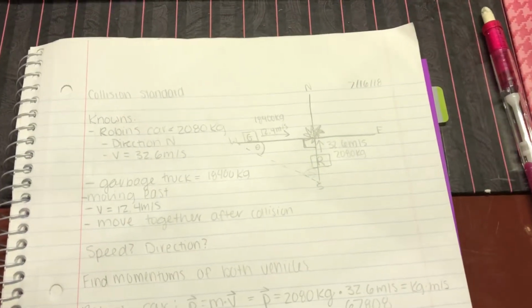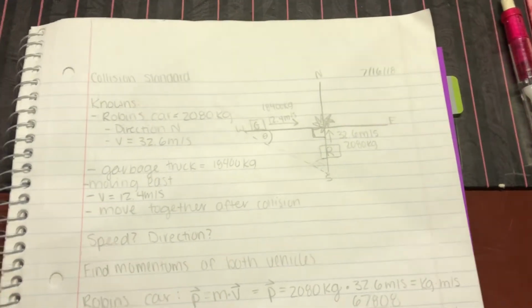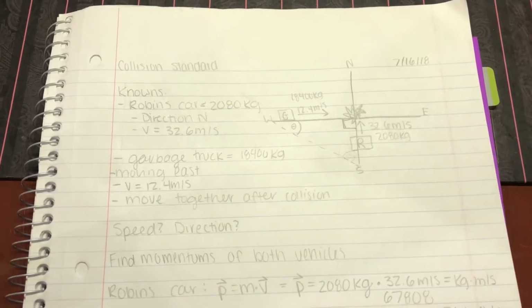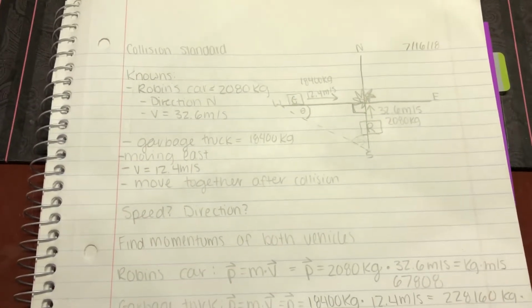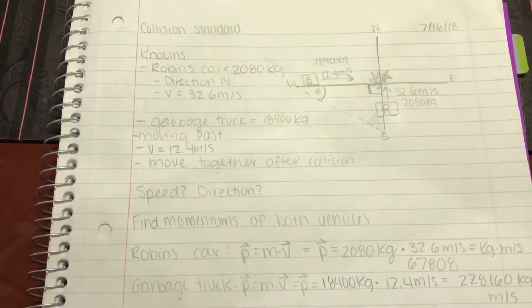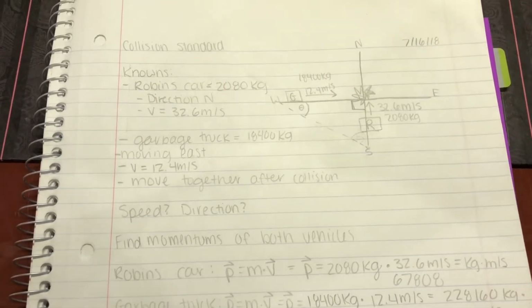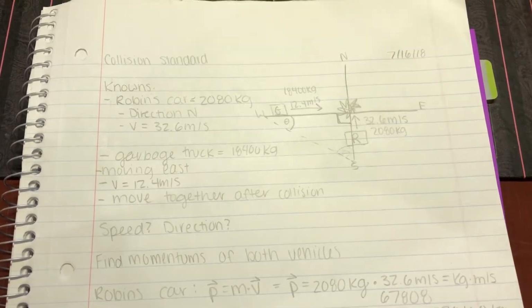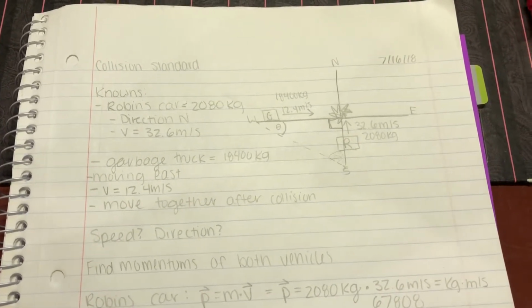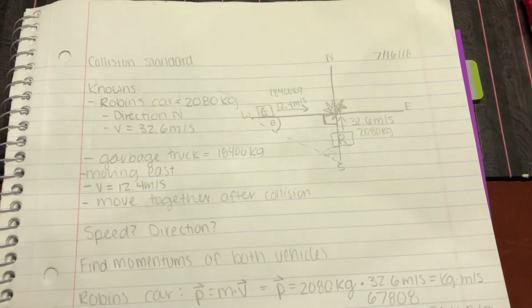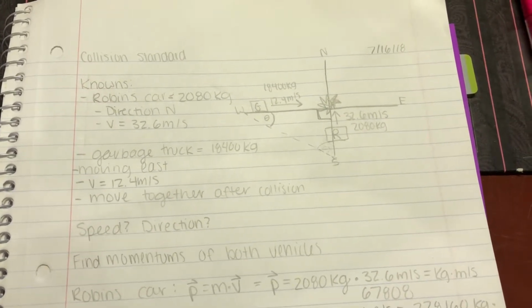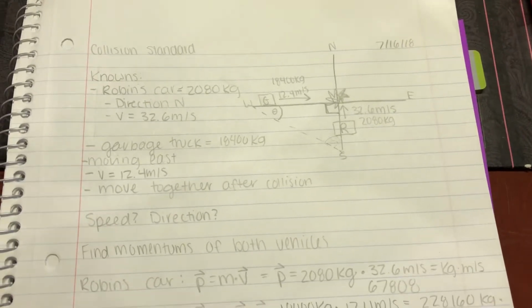So this is my collision standard example problem, and in this problem we have city police in pursuit of a Robin Banks after his recent holdup at the Savings and Loan. The high-speed chase is going to end at an intersection when Robin, the runaway, collides with the garbage truck. We know that Robin's car has a mass of 2,080 kilograms. He's traveling in the north direction, with a velocity before the collision of 32.6 meters per second.